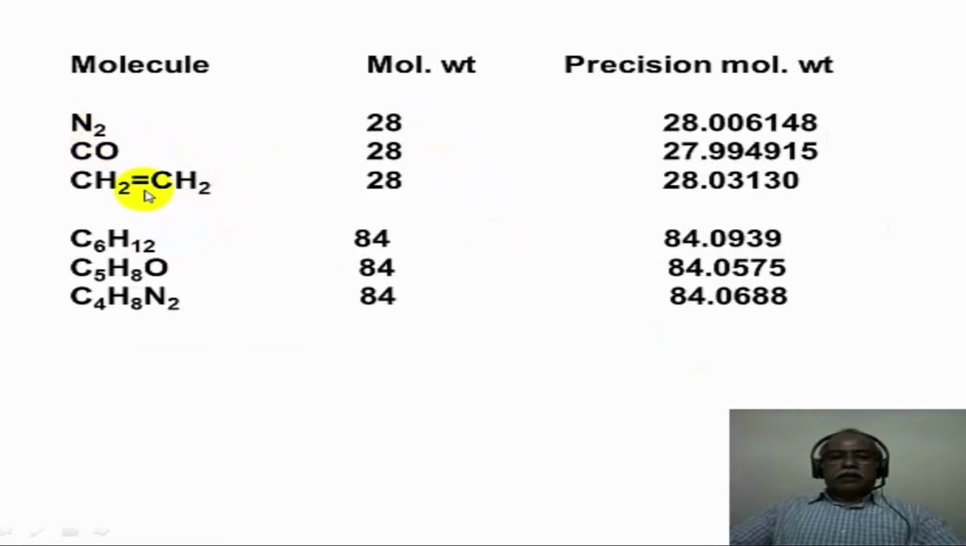This is better illustrated in this particular table. Nitrogen, carbon monoxide and ethylene, all of them have the same unit mass. In terms of unit resolution mass, it is 28 each. However, if you look at the precision mass, the fractional molecular weight that you see for each one of them is very different. So if the mass spectrometer is capable of, for example, detecting the mass as 28.00166148, it would essentially correspond to only a nitrogen molecule. It will not correspond to either carbon monoxide or ethylene, in spite of the fact that the molecular weights of the compounds are essentially the same.